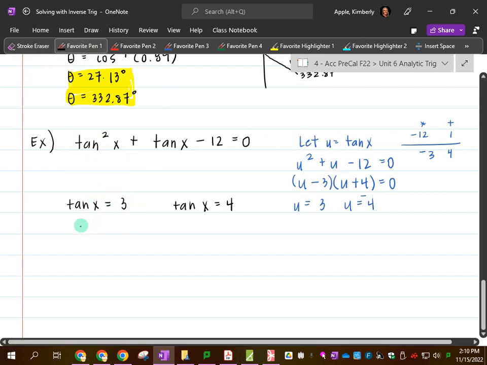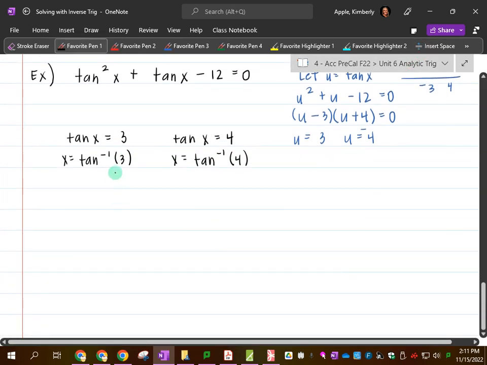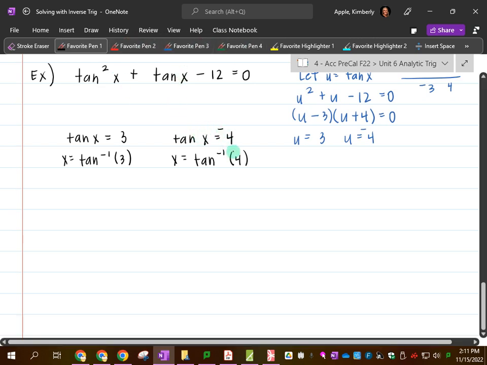All right, so now what do we do? Well, we just say x is equal to tangent inverse of 3, and x is equal to tangent inverse of negative 4. This is no different than what we've been doing with the unit circle, and you expect two answers out of each of these. I messed it up, I forgot to write the negative again. Yeah, negative 4. Thank you very much.